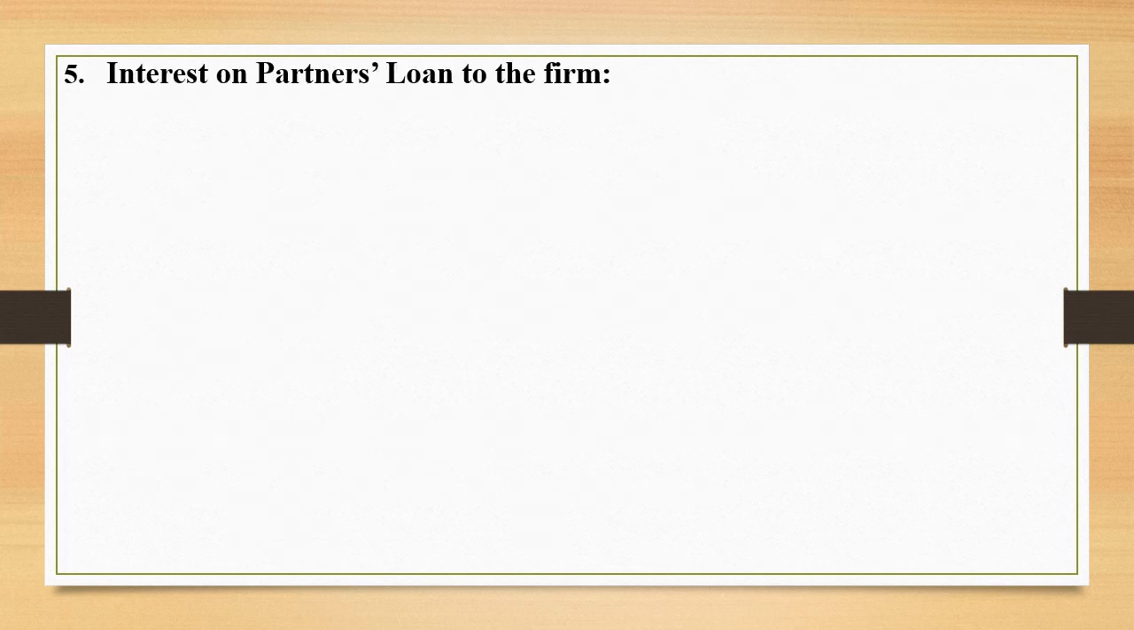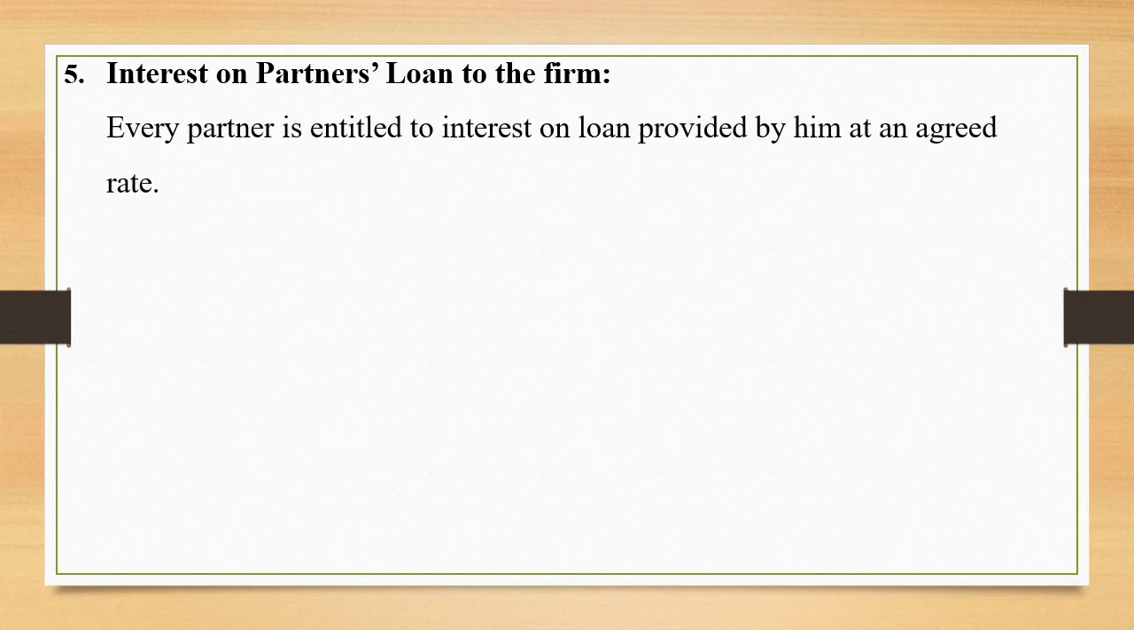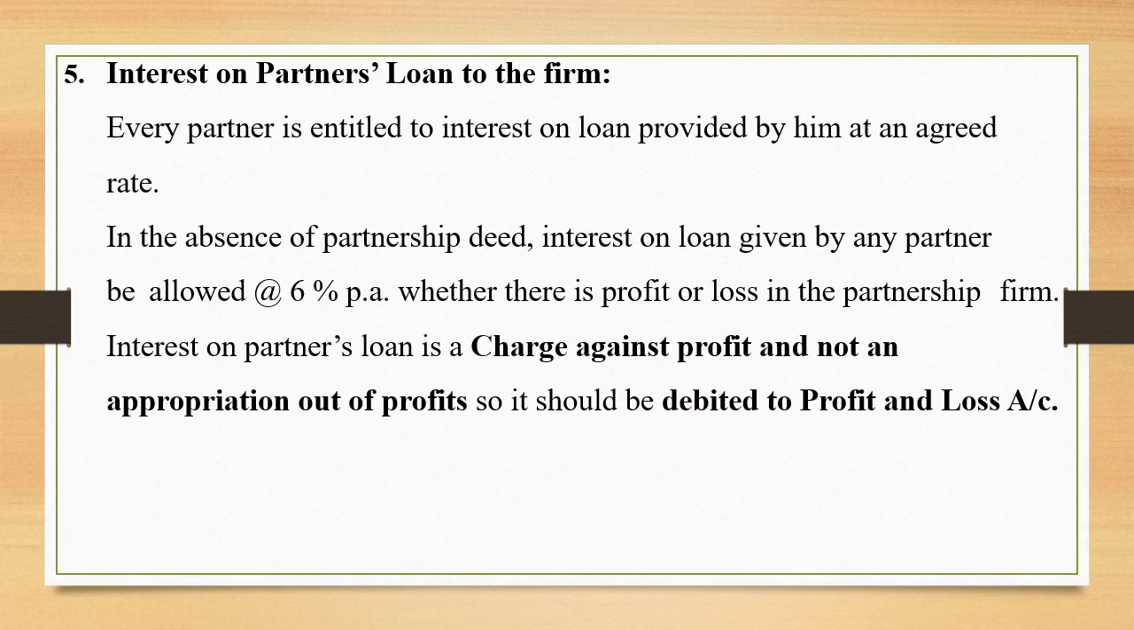Interest on partner's loan to the firm. Like we have discussed earlier also, let us go through once again. Every partner is entitled to interest on loan provided by him at an agreed rate. In the absence of partnership deed, interest on loan given by any partner be allowed at the rate of 6% per annum, whether there is profit or loss in the partnership firm. Interest on partner's loan is a charge against profit and not an appropriation out of profits, so it should be debited to profit and loss account.